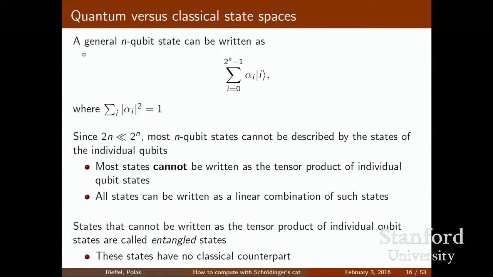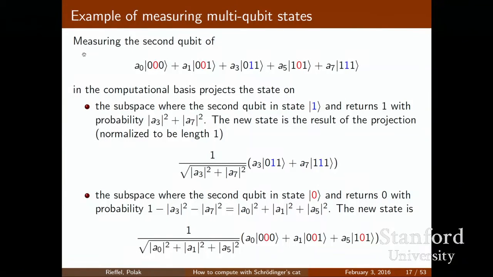That means most states, we call those states entangled, and most states are entangled. And these are going to be very important for our quantum computation. So now the question comes, what happens when we measure states with more than 1 qubit? We can do this by measuring qubits individually, and I'll show you with an example what happens if you measure the second qubit of this 3-qubit state that I've written out here.